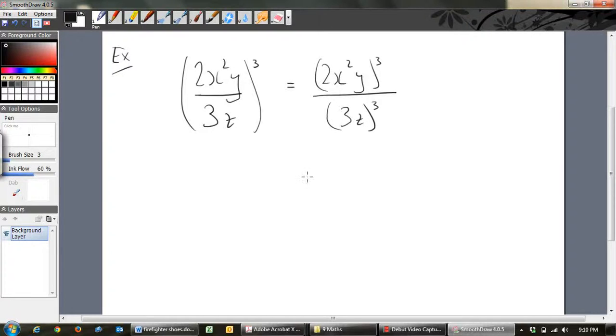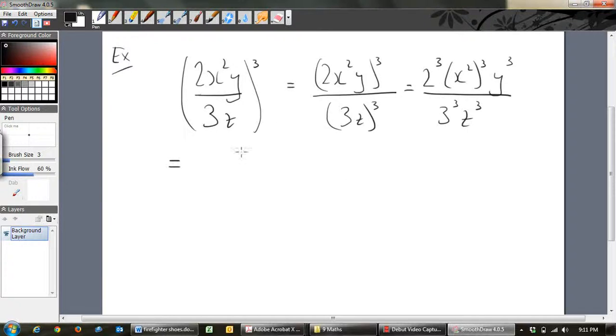With these questions, you just take it one step at a time. Apply one index law at a time. So the next thing, let's try to simplify this top line. Index law number 5, I think it is, says that if you have things multiplied together in brackets, all raised to a power, that power goes to each part. So that's equal to 2 cubed, x squared cubed, and y cubed. That 3 goes to each of the powers in here. Over, the same thing happens here: that'll be 3 cubed, z cubed. Just following those index laws, one at a time.